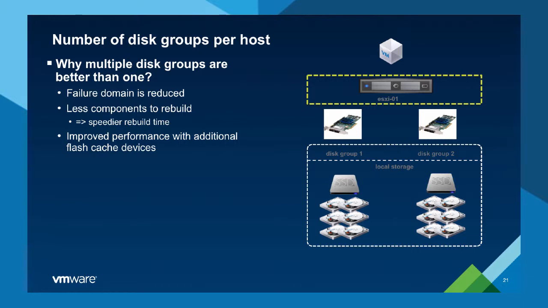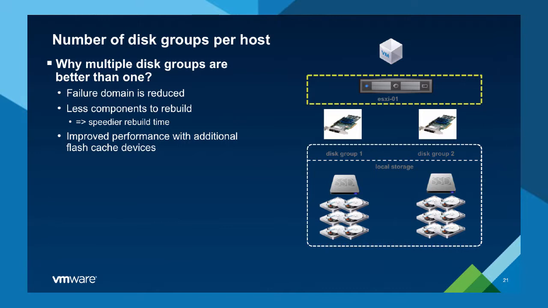Another thing to consider is the number of disk groups per host. Let's take a look here. So why would multiple disk groups be better than just one? Well, you're definitely reducing the failure footprint, right? It's becoming reduced because you're spreading the possibility of failure across a wider area. You also have fewer components to rebuild. And if you have fewer things to rebuild, you're going to be able to do it much faster.